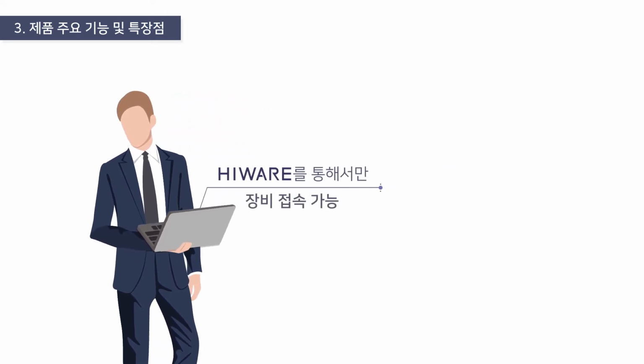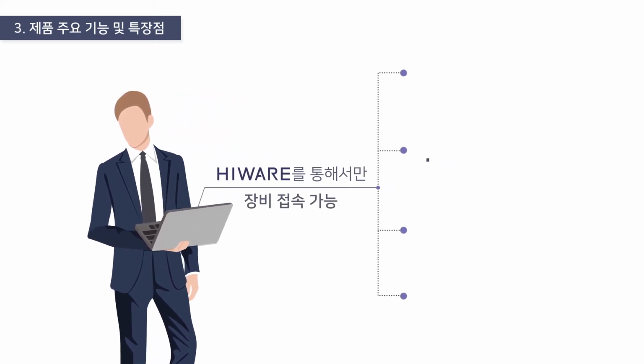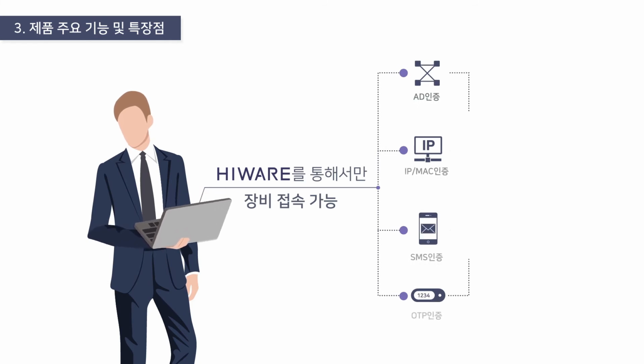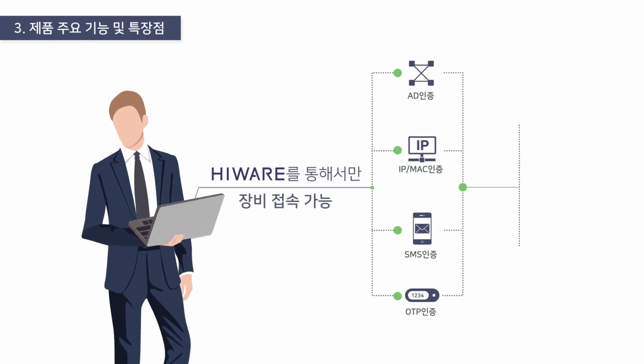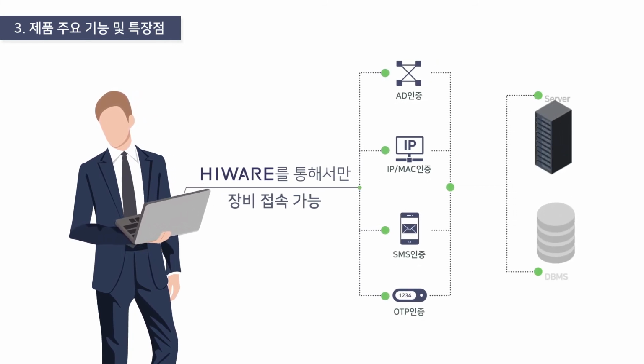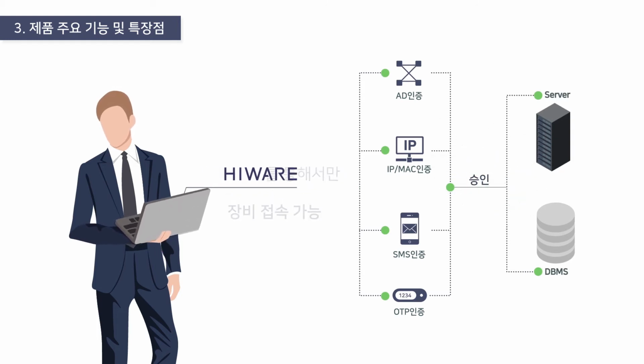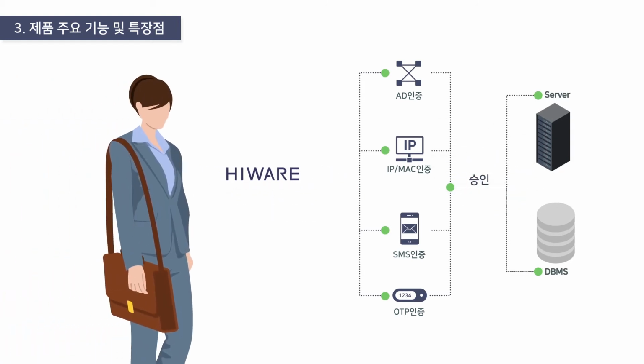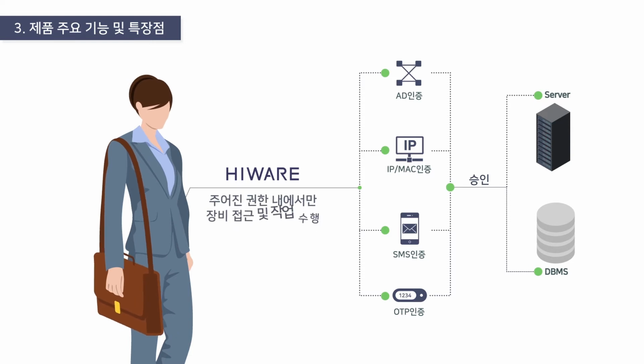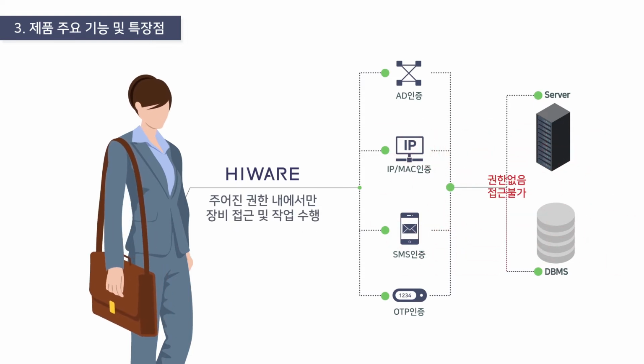Security is reinforced through additional authentication such as IP MAC authentication and mobile OTP, besides ID and password, when logging into the Hiware system. You can connect to only authorized devices, and you can perform system operations only within the given authority.